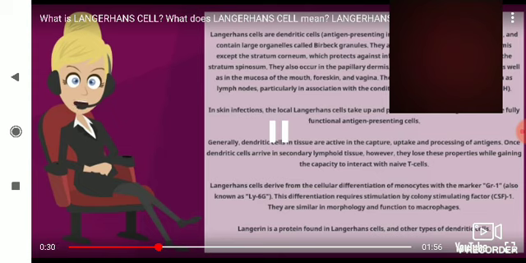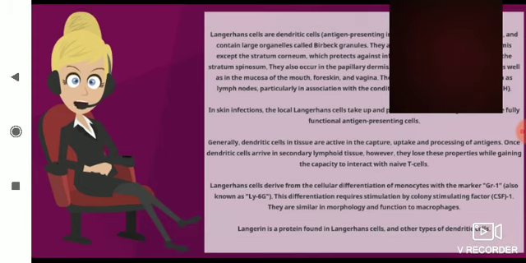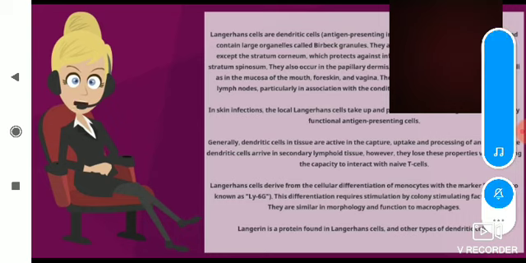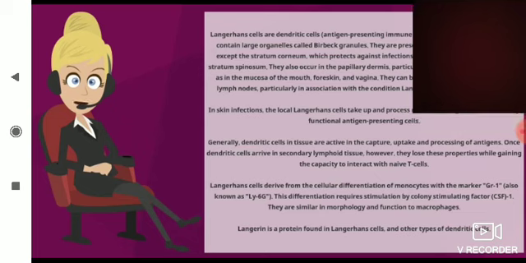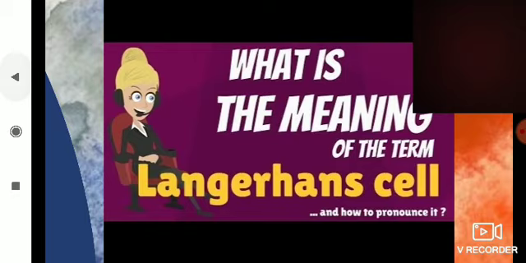In all layers of the epidermis except the stratum corneum, which protects against infections, and are most prominent in the stratum spinosum. They also occur in the papillary dermis, particularly around blood vessels, as well as in the mucosa of the mouth, foreskin, and vagina. They can be found in other tissues, such as lymph nodes, particularly in association with the condition Langerhans cell histiocytosis, LCH. In skin infections, the local Langerhans cells take up and process microbial antigens to become fully functional antigen-presenting cells. Generally, dendritic cells in tissue.